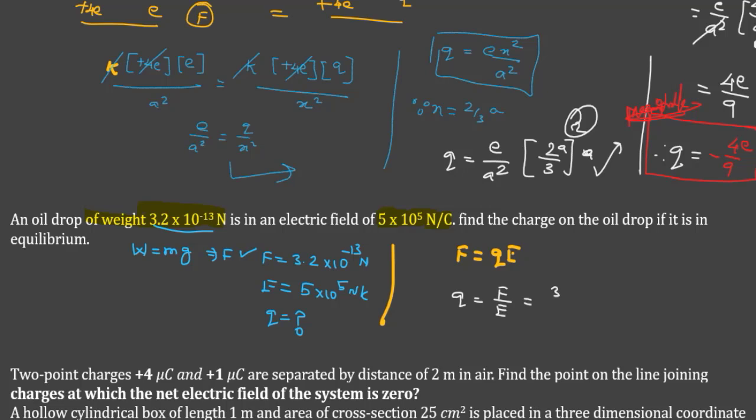So F is 3.2 into 10 power minus 13 divided by 5 into 10 power 15. So we need to cancel this. If you do the cancel, 6 terms are 30. So finally we will get 6.4 into 10 power minus 19 coulomb. So this is the final answer. So now I am moving to question number, sorry, model number 10.